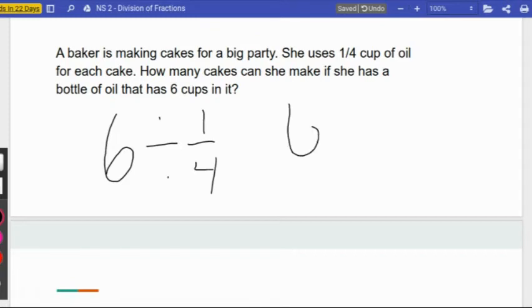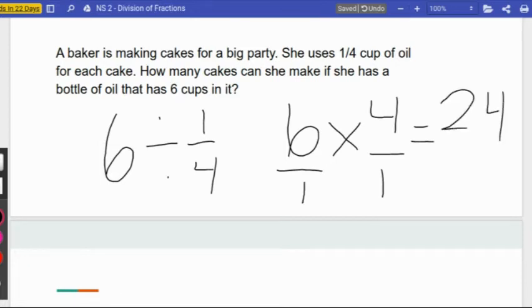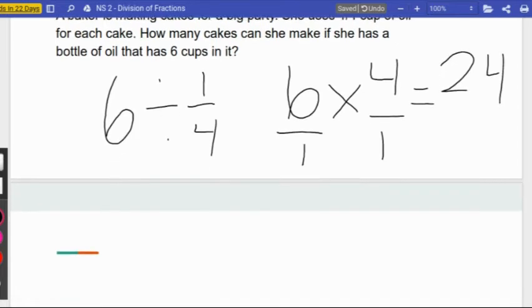So when I rewrite that as multiplication, I freeze that 6 cups of oil because that's how much I have, change it to multiplication, and flip that second fraction. And then I can divide or multiply straight across. So 6 times 4 is 24, and 1 times 1 is 1. So I can just leave that one off. So how many cakes can she make? She could make 24 cakes with her 6 cups of oil.